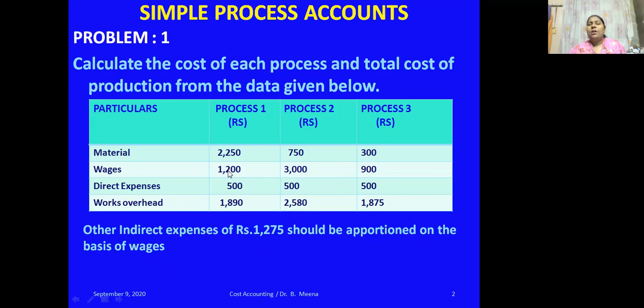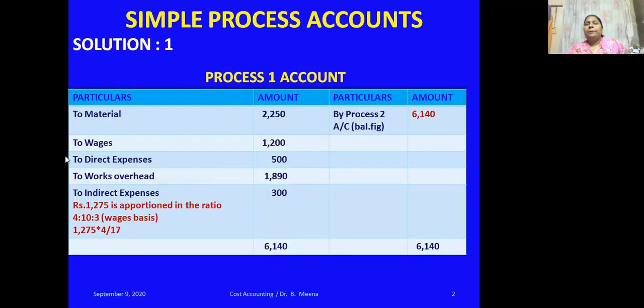The ratios are 4 is to, first I will cancel 2 zeros from each amount. So divisible by 3. So 4 is to 10 is to 3. So this is the ratio. Based on this ratio, I will apportion the 1,275 to 1, 2, 3 process. Let me check the solution, how I prepared.